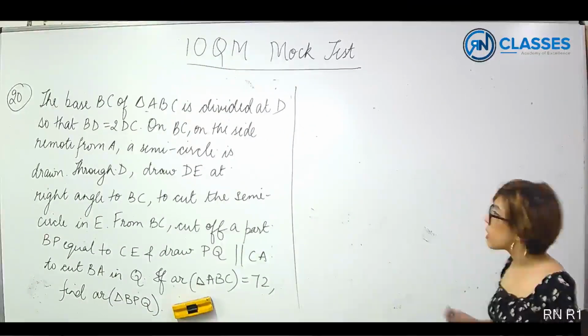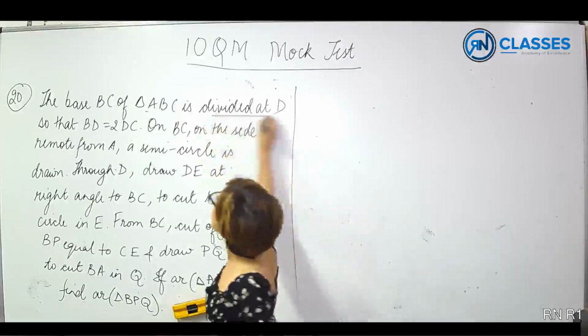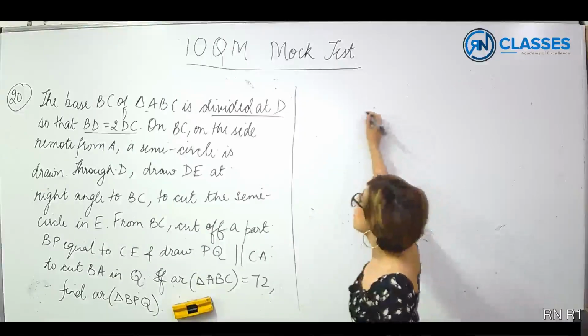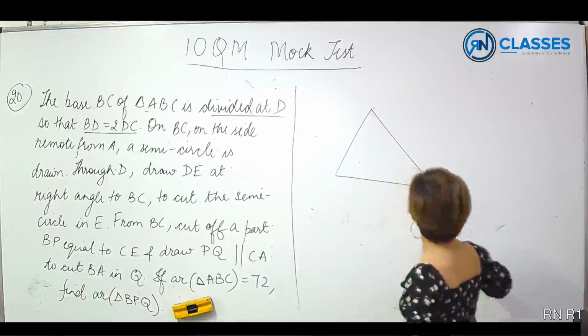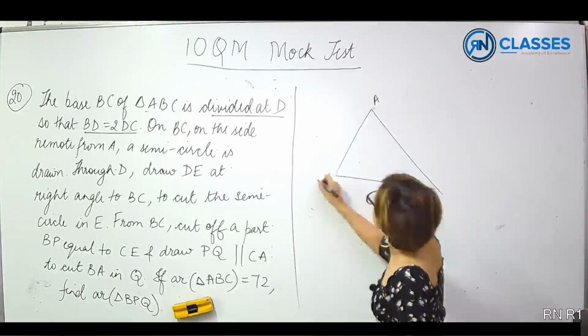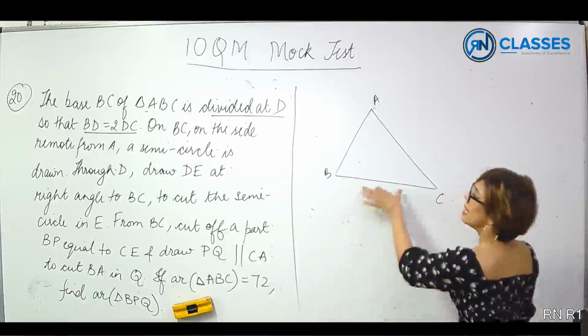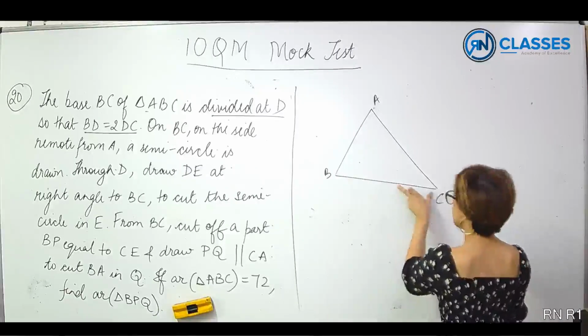Alright, on to the next one. Now he says the base BC of triangle ABC is divided at D so that BD is equal to 2DC. So let me make the figure side by side. Right? Now A, B, C. Now BC is divided so that BD is equal to twice of DC. Okay.